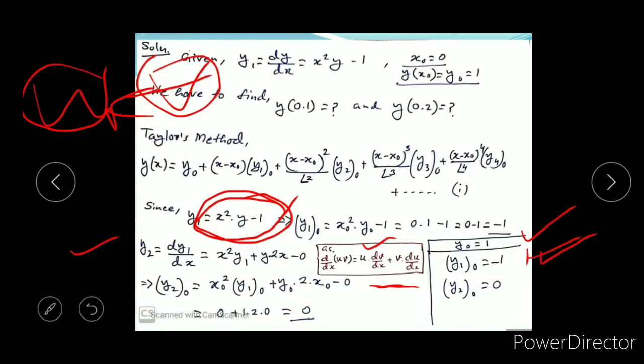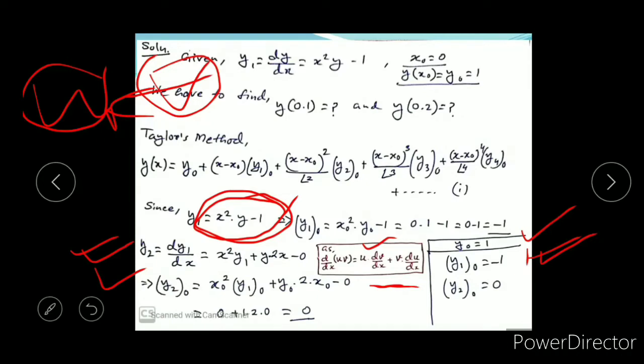Okay, from the calculus, it's a simple derivation. So we are getting x square y1 plus y square y into 2x minus 1. The derivation of 1 is a constant, so the derivation of any constant is 0. So y2 equals x square y1 plus y into 2x minus 0. Got it?